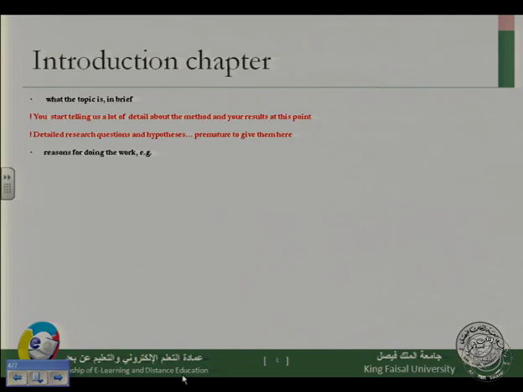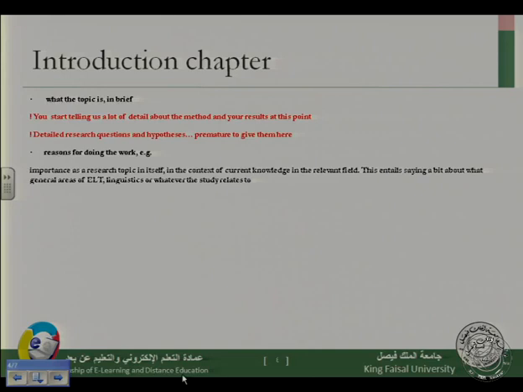Reasons for doing the work, yes. After you tell us what the topic is, you give us reasons for doing this research. I want to do this research because of such and such reasons. You give us very good reasons from your experience, expertise, or from the literature. You go back to previous studies and tell us the significance of doing this research. Importance as a research topic in itself. You tell us about the importance of the research topic and the importance of the research in the context of your research.